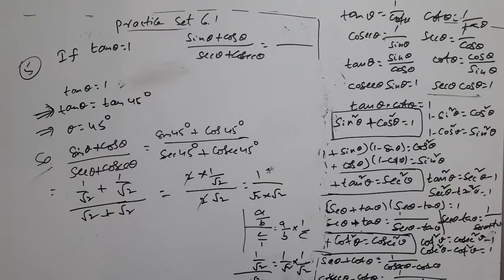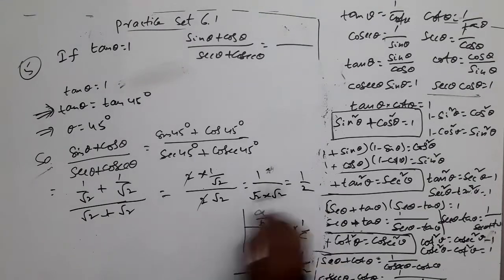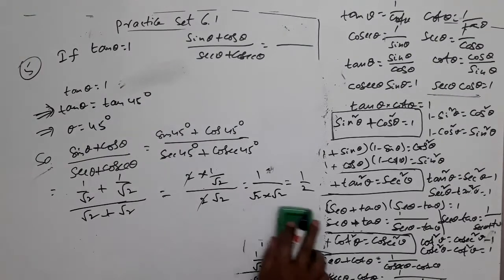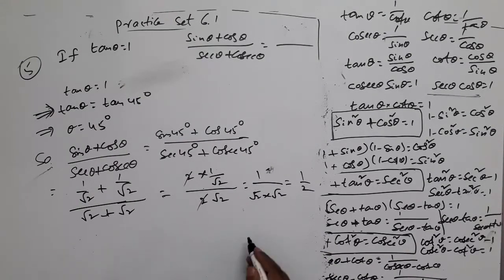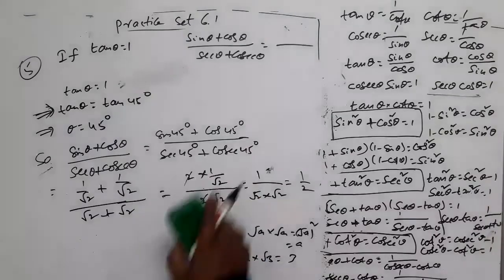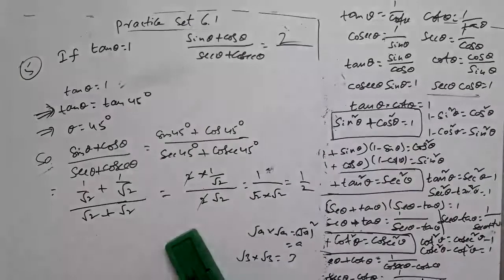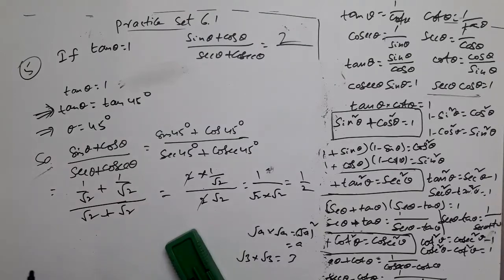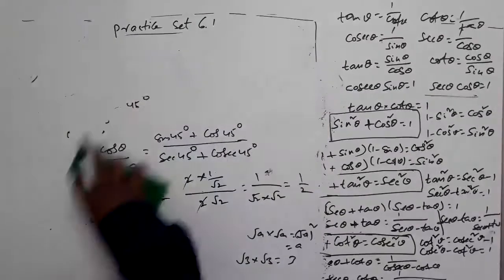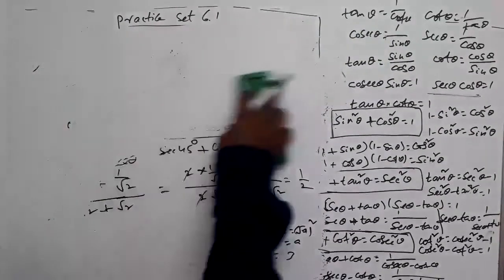So the denominator contains root 2 into root 2. What is root 2 into root 2? 2. Why? Root 2 into root 2 is nothing but root 2 whole square. Root a multiplied by root a can be written as root a whole square, that is simply a, right? So root 3 into root 3 is 3, and so on. Root 2 into root 2 is 2. So the value of this expression is simply 2. That is question number 5. Let us proceed to the next question. Question number 6.